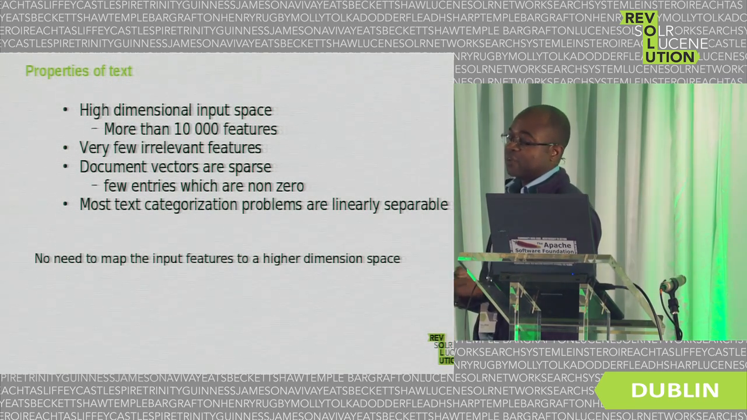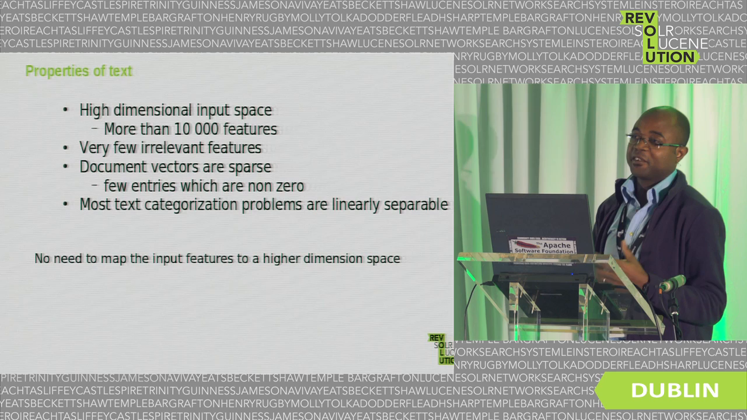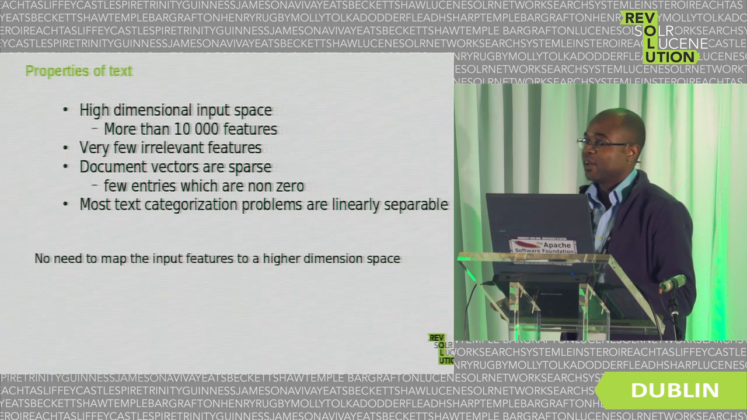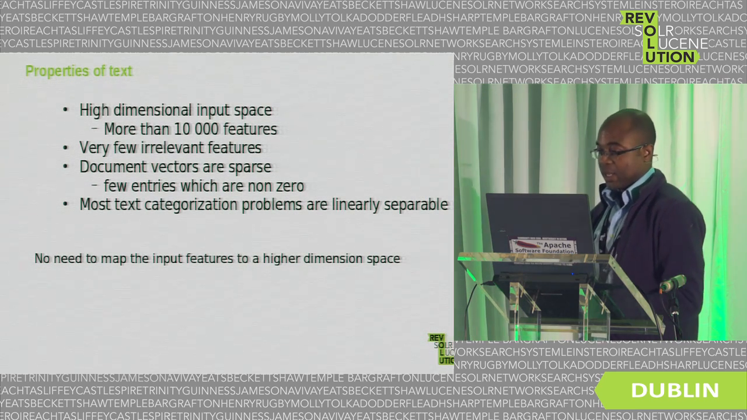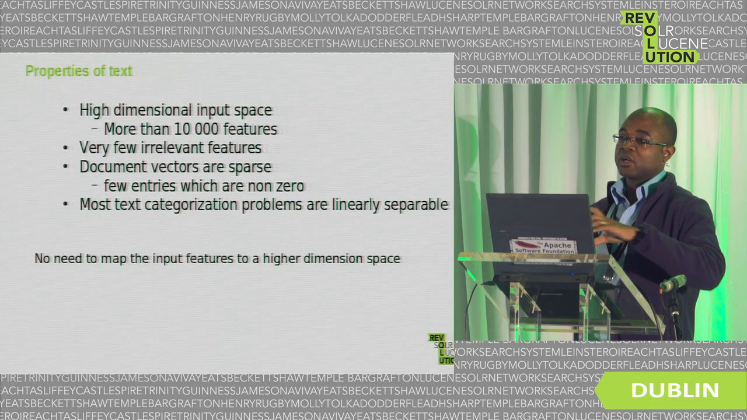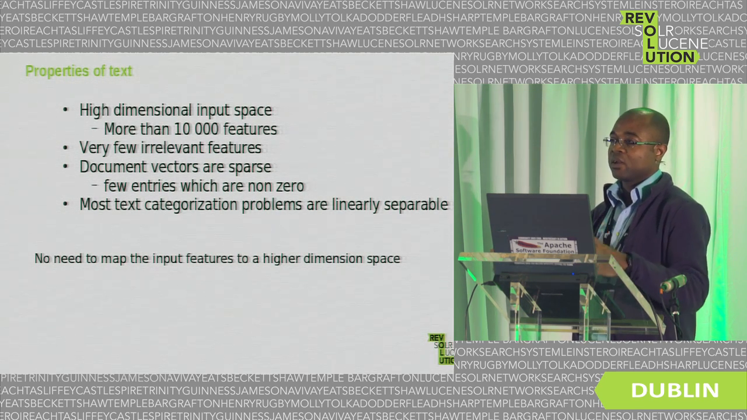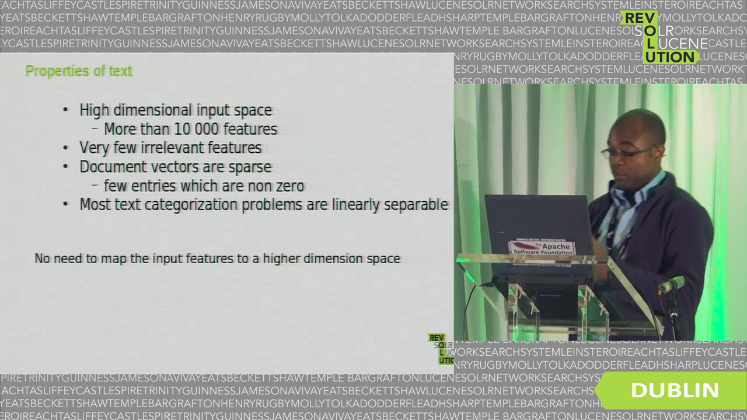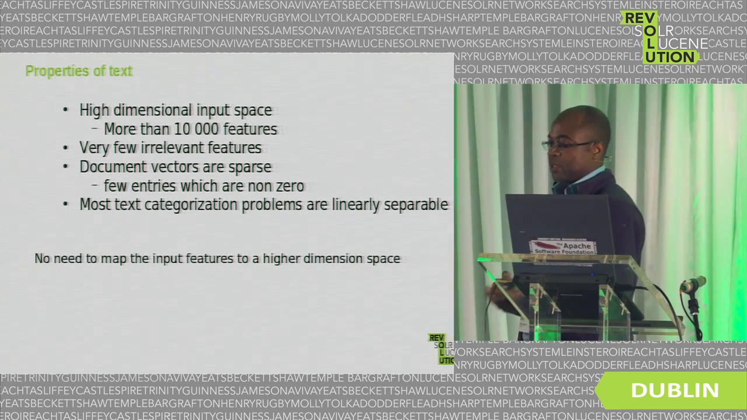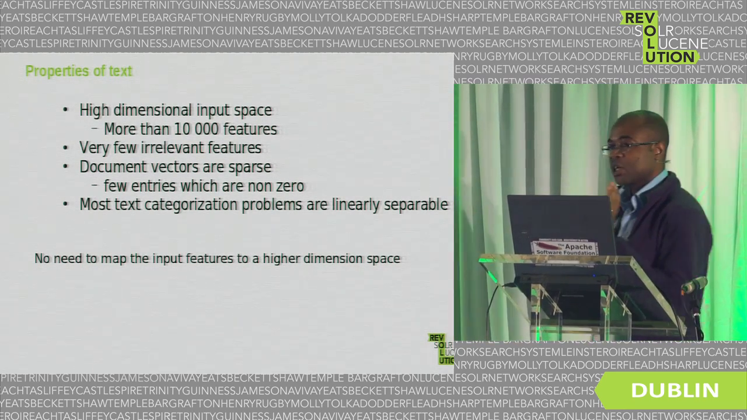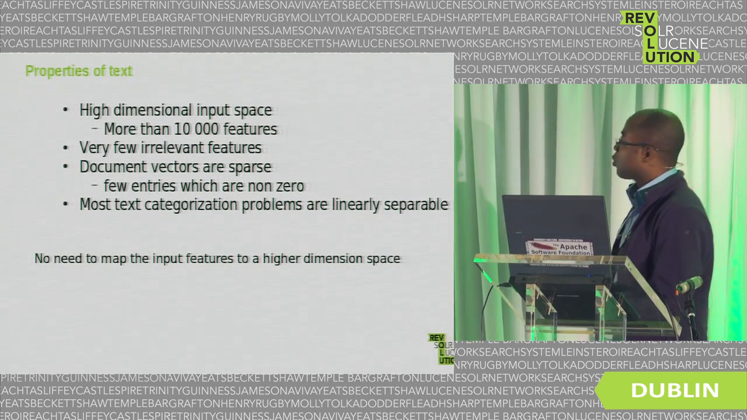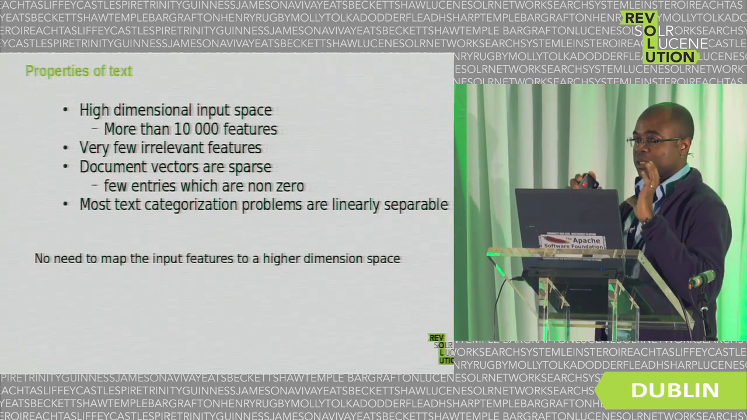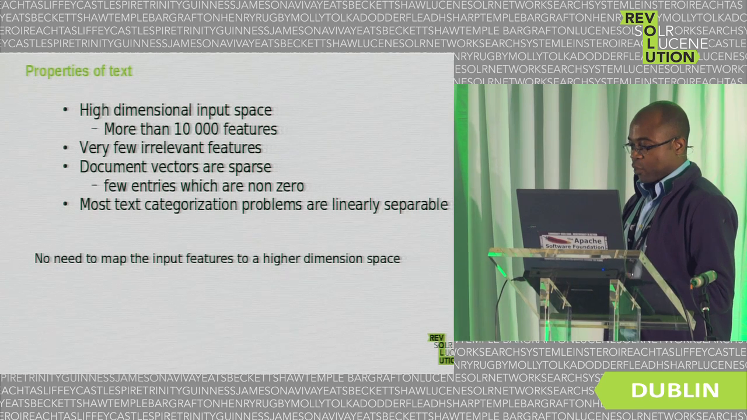You have very few irrelevant features. That is first a bad thing, because you cannot use feature selection. You are stuck with all these features, and you have a high-dimensional input space. Document vectors are sparse. You remember why search engine designers take an inverted index rather than a matrix of term-document, because of these properties of document vectors. But research showed that most text categorization problems are linearly separable. That is, you can find a linear decision boundary in most text categorization problems. That is a property of text.